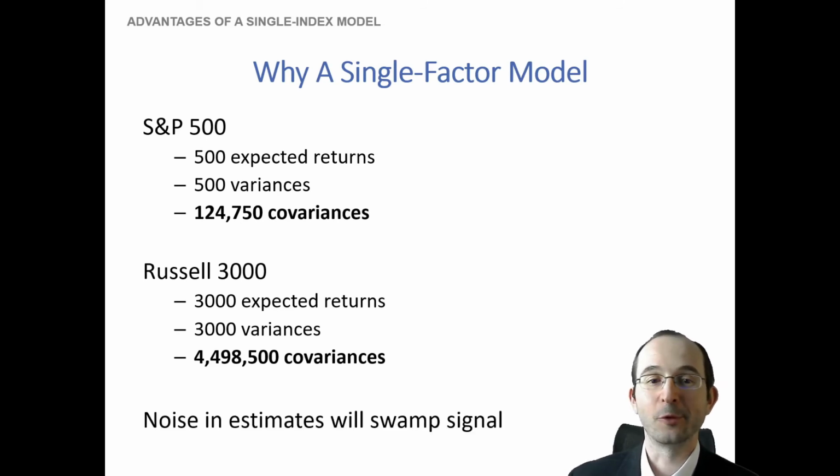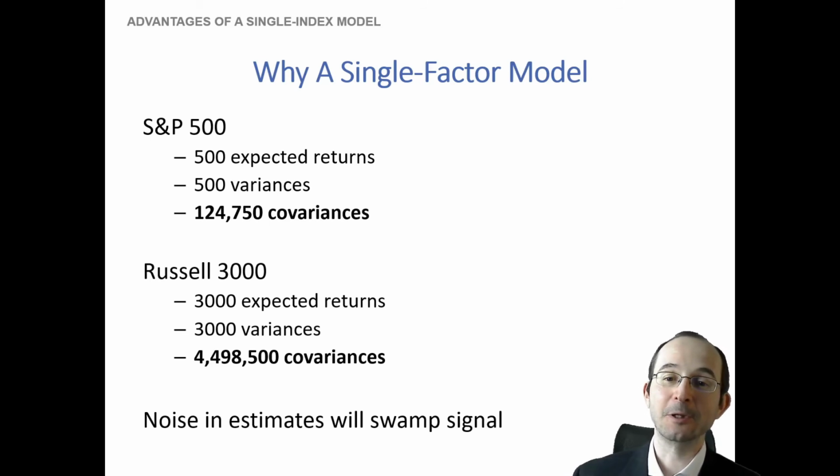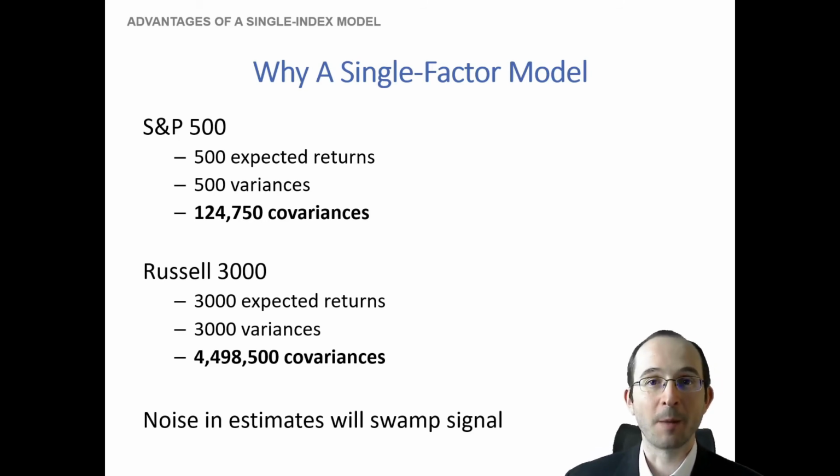And when you have 4.5 million parameters each estimated with noise, and you're going to use that as the input into your optimizer, the way that we did in that 5 risk asset example, well, the noise in estimates is just going to swamp any signal that your model actually was hopefully generating about expected returns and expected risks. So really, portfolio theory applied to large universes of risk assets becomes a bit unwieldy.